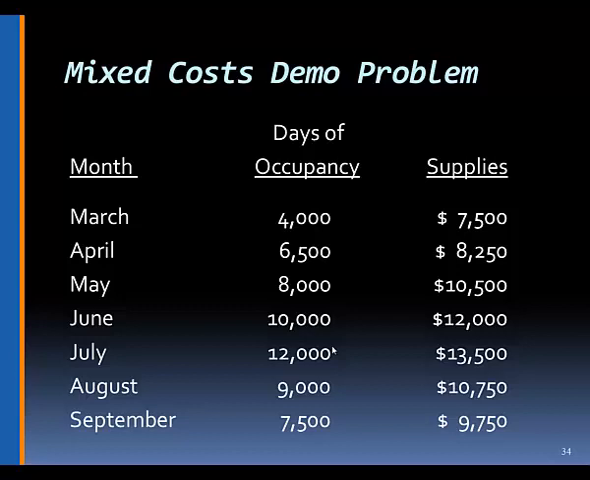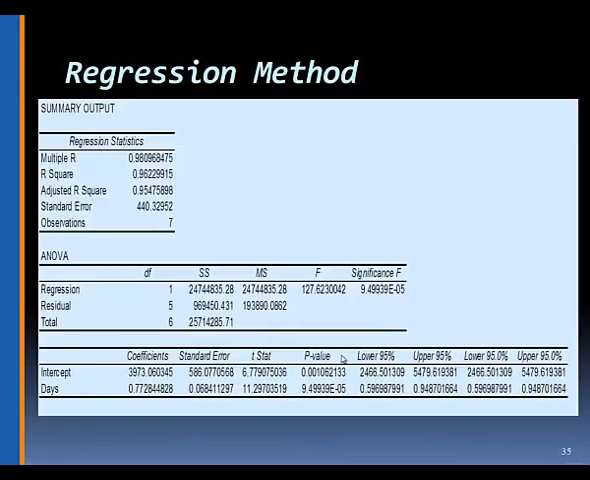So now let's take this information and using the Excel regression program, see if we can separate the fixed and variable components of these costs so that we could make a projection of what the cost might be at some future level of days of occupancy. And this is what the printout would look like. There are 4 significant numbers up here.